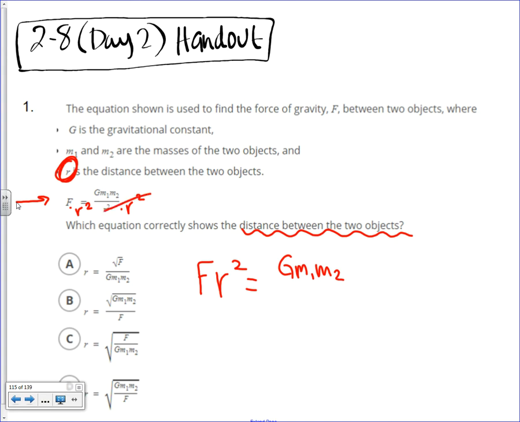Now I need to get rid of the f, so I'll divide by the f. And I have r squared is equal to g m1 m2 all over f. Finally, I have to get the squared off of that r.